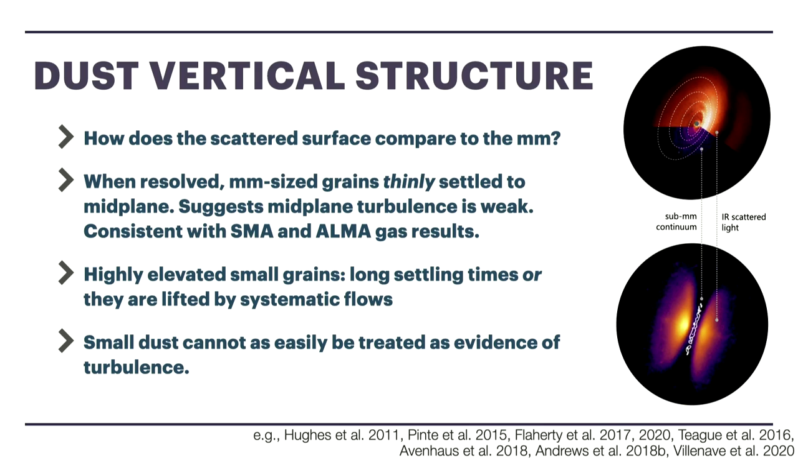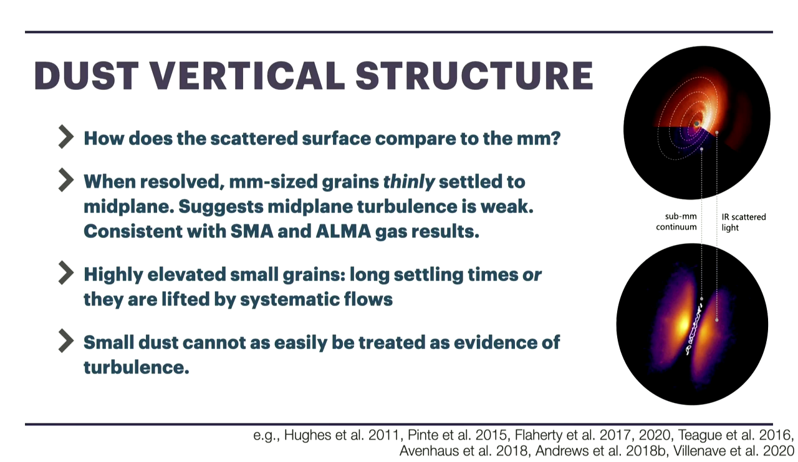So the big question here, and what we want to measure, is how the scattered light surface compares to the millimeter. We see that the millimeter emission is typically very pancake thin, and this is suggestive that the turbulence is weak. You're not stirring up a lot of those millimeter pebbles in the midplane. And the highly elevated small grains, if that turbulence is weak everywhere, which isn't a big if, as we saw in the last talk, how are they staying there? Is it long settling times? Are they lifted by systematic flows? But essentially, we can't necessarily say that, oh, there's a scattered surface, that means there's definitely turbulence happening. We have to be a bit careful.